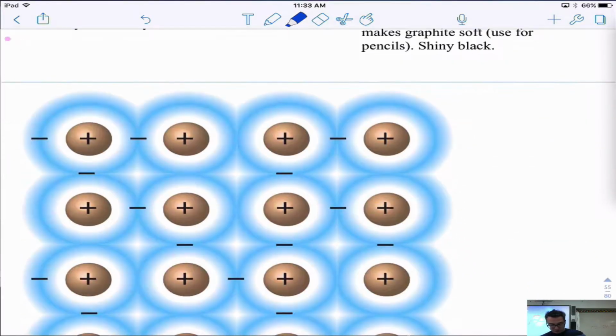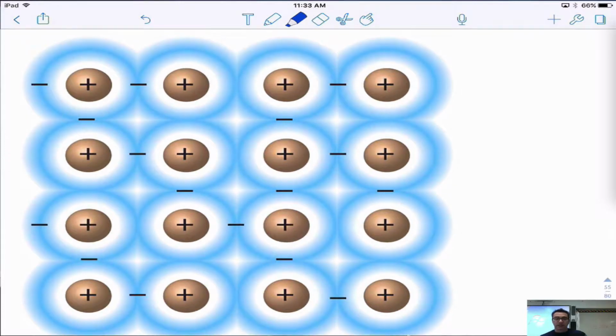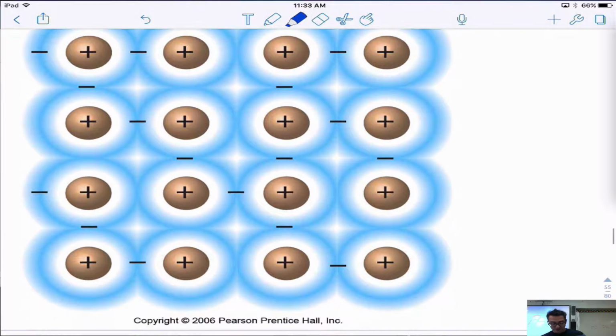This is showing you the metallic bonding with the delocalized electrons, and I'm going to hold off on this until I do metallic bonding.